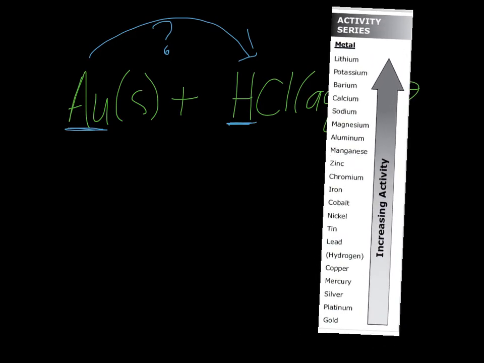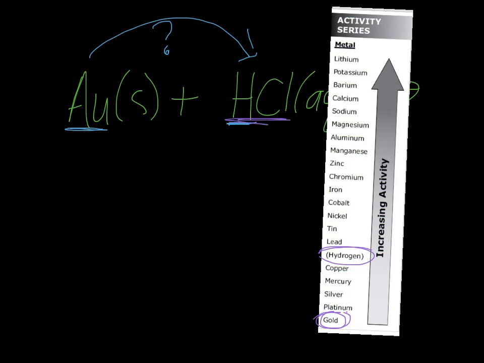If you notice, gold is actually at the very, very bottom of your activity series chart. So gold is actually never going to get the girl. It's never going to replace the metal because hydrogen is the most reactive and it's already with the anion.